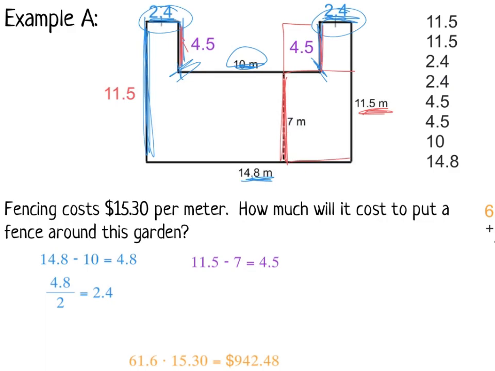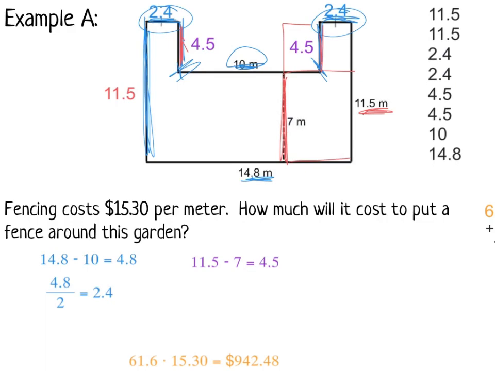Now why am I not adding the 7? Although the 7 is a number in the problem, it's not part of the perimeter. It's not around the outside of the shape. And since I'm only adding up the things around the outside, I'm not going to include that 7. So I'm going to add them all together, and when I do that, I get 61.6.